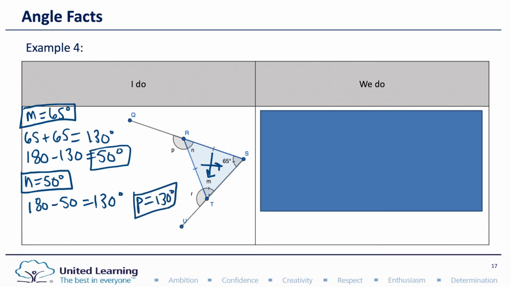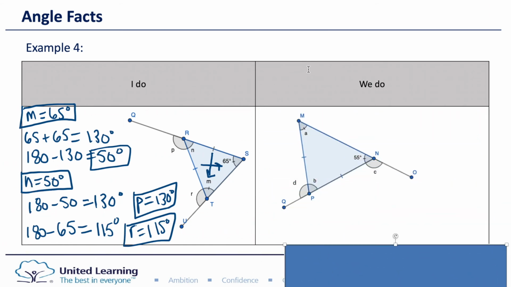And the last one is this R, same concept. UTS is a straight line. Therefore, 180 degrees, take away M will get us R. So 180 minus 65. This would be what, 115 degrees. So that means R is 115. So there you go, a little bit more build up there. Can you please take a second, pause the video, and attempt this last one? So please try and find A, B, D, and C.